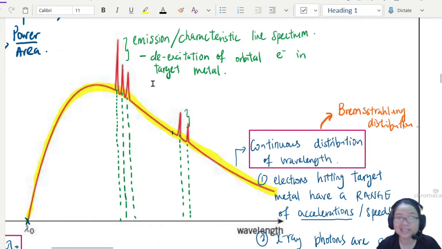Right, so it's due to the de-excitation of orbital electrons in the target metal. These orbits are discrete, so these values are also discrete. So you put the continuous distribution and the line spectrum together, you get this kind of graph. I like to call this the dinosaur graph because it looks like the back of a dinosaur. But that's maybe just me watching too much Jurassic Park.